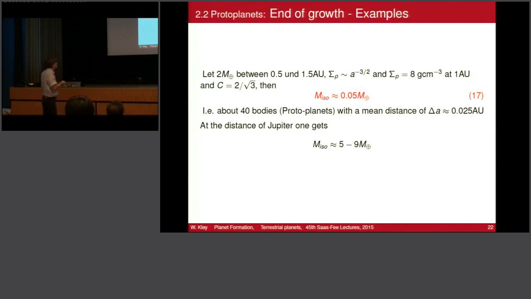So this is the end of the growth. You have equal mass-sized objects with the mass of this isolation mass, equally sized and equally spaced in distance, and this isolation mass depends on radius. Now we can come to the terrestrial planets. How do we grow them?